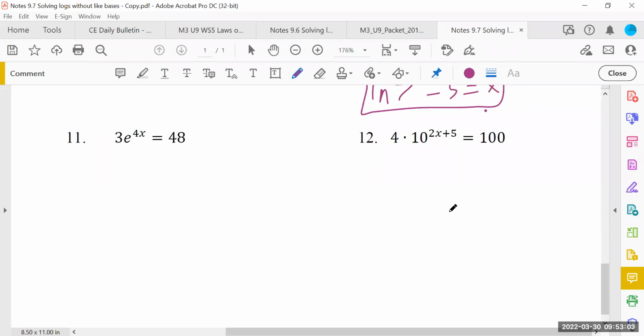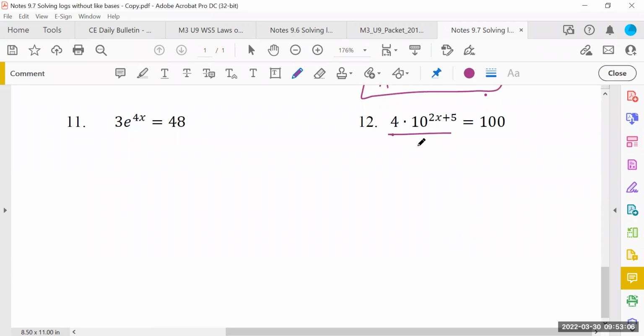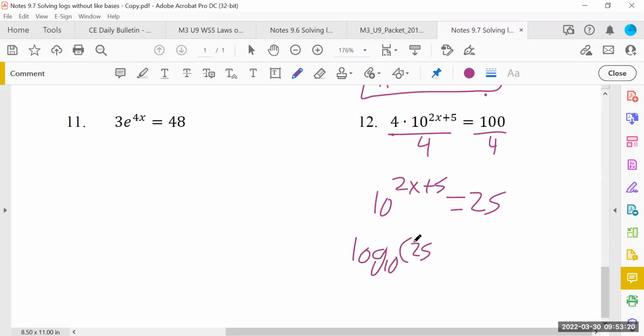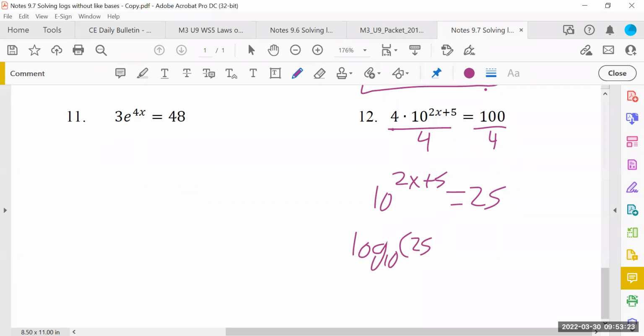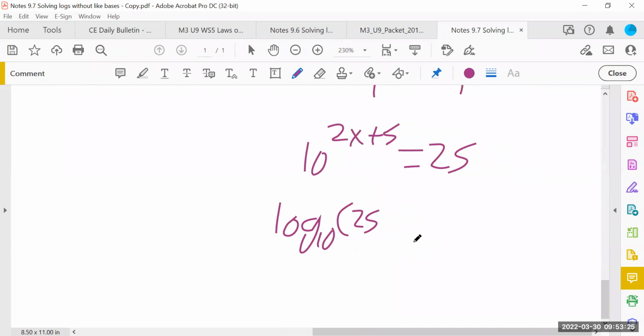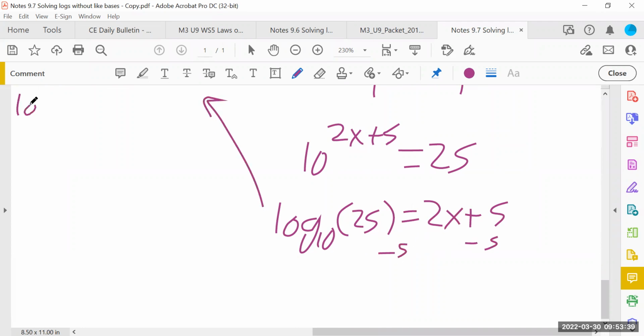Then the hardest one, number 12. Divide by 4. 10 to the 2x plus 5 equals 25. 10 comes down, it becomes just log base 10, or just log of 25. Log of 25 equals 2x plus 5. I can subtract 5 from both sides. I'm going to leave off the base 10, so just log of 25.